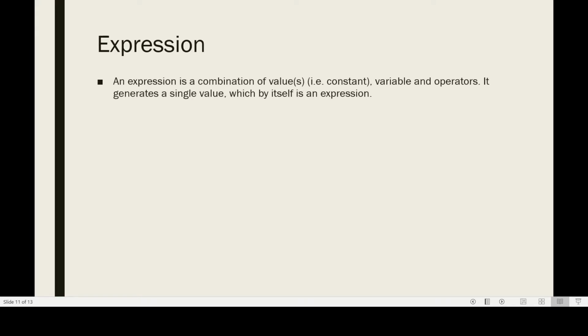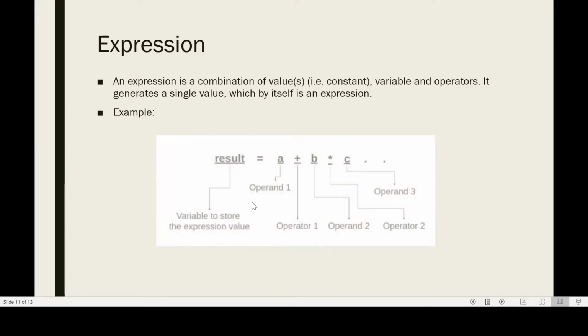Now let us see what is an expression. An expression is a combination of values, that is constants, variables, and operators. It generates a single value which by itself is an expression. Example, we have a value a plus b multiplied by c. Here result, a, b, c are all variables, plus, multiply and equal to are the operators. So expression is the whole thing that is combined by constants, variables, and operators.